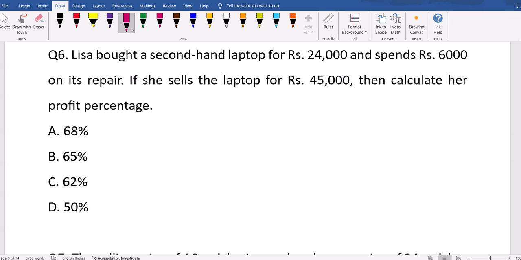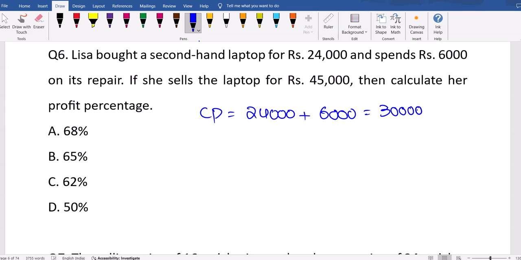Lisa bought a second-hand laptop and spent 6,000. See, whatever you spent until you sold it comes under cost price only. Transportation, repair cost, remodeling cost, all come under cost price only. So the entire amount spent on it is 30,000. You are selling for 45,000. It's 50% profit because profit is 15,000.